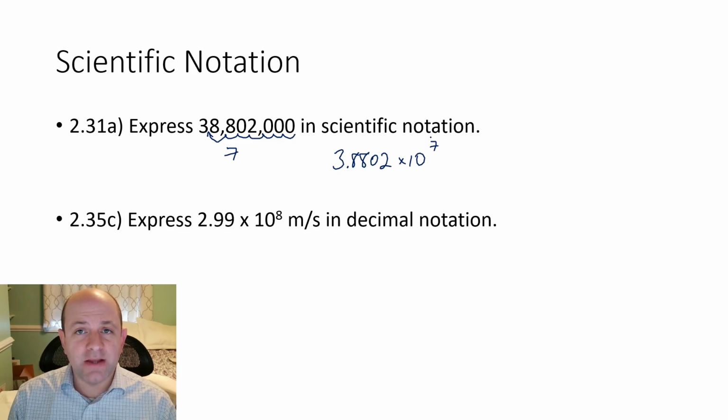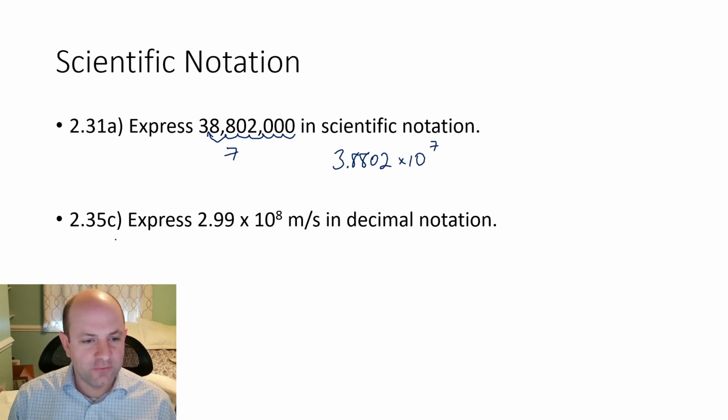Now we know it's the positive 7th because this is a large number, bigger than 1. That means it's a positive power of 10. If it's a smaller number, if it's 0.0000 something, that's when you have 10 to a negative power. But it's always about how many times you moved that decimal.